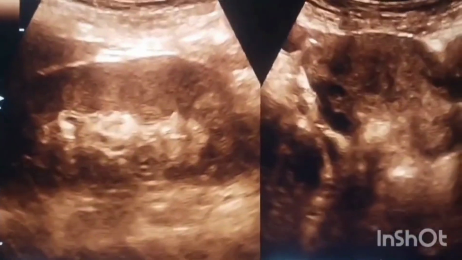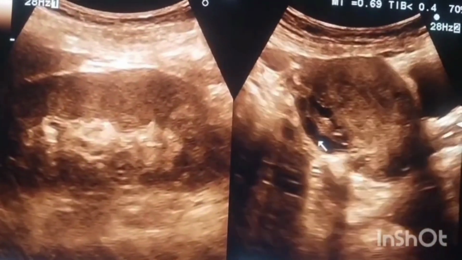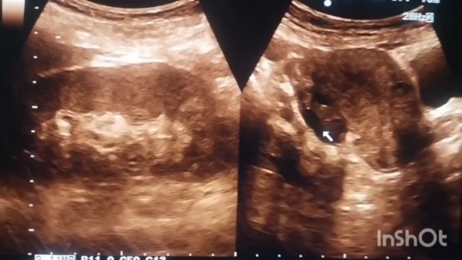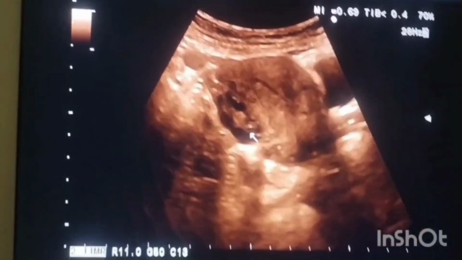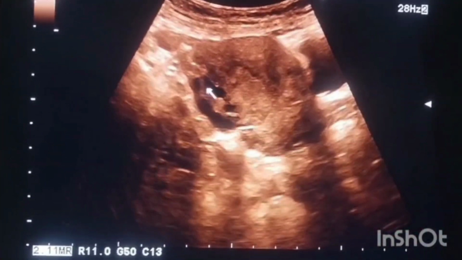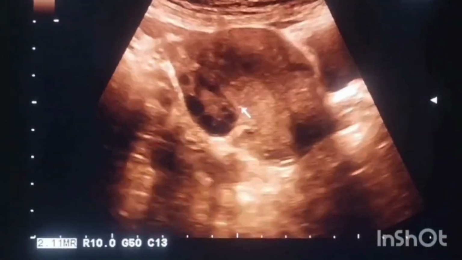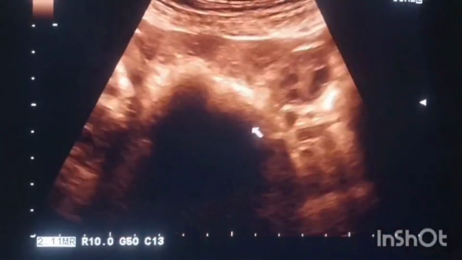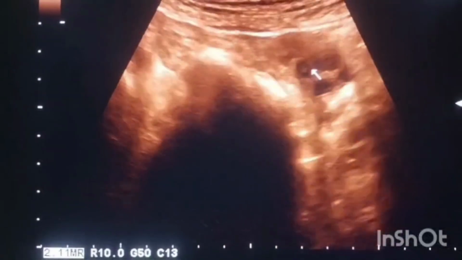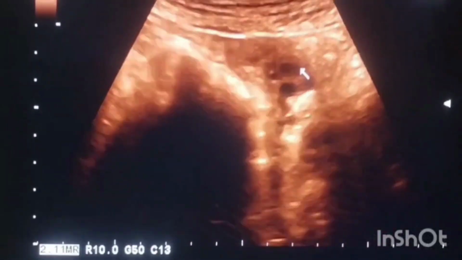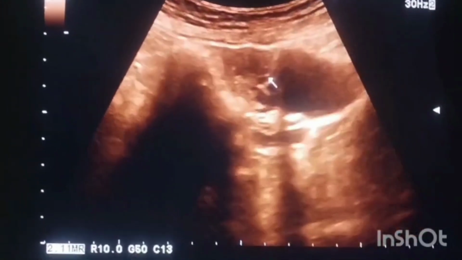Now we are shifting to transabdominal ultrasound. This is another patient. These are the ovaries visible on transabdominal ultrasound. Left ovary, follicles peripherally arranged. This is someone else's patient. This is another patient. These are follicles. We are now performing transabdominal ultrasound.